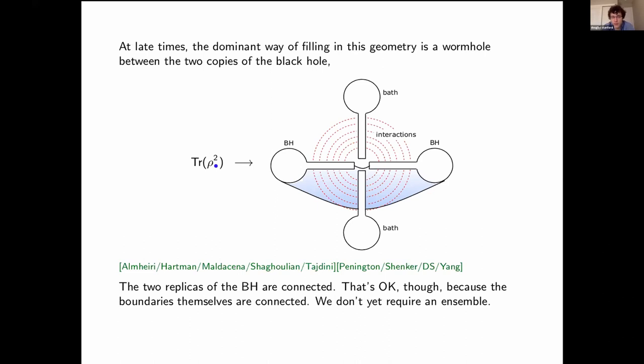So this is the replica wormhole of the Page curve. But notice that it's actually okay. There's no obvious contradiction yet because the different boundary conditions are themselves coupled together by the interactions. So there's no immediate problem with a wormhole connecting the two black holes because the boundary conditions are also connected. So we don't yet require an ensemble interpretation.